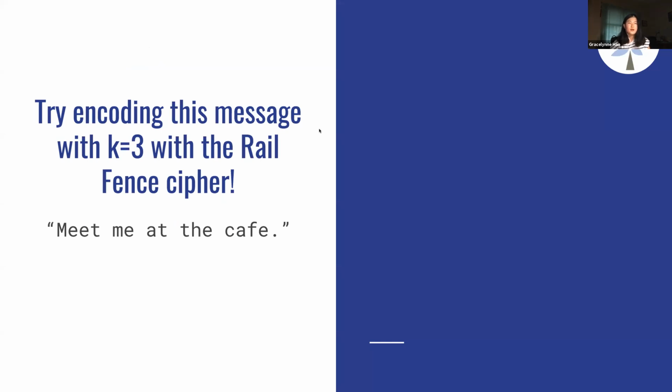So let's try encoding this message with k equals 3, or the key being 3, meaning that you create 3 rows, with the Railfence cipher. And the message is "meet me at the cafe." I'll give you about 3 minutes to work on it, and you can send me your encrypted message during that time.